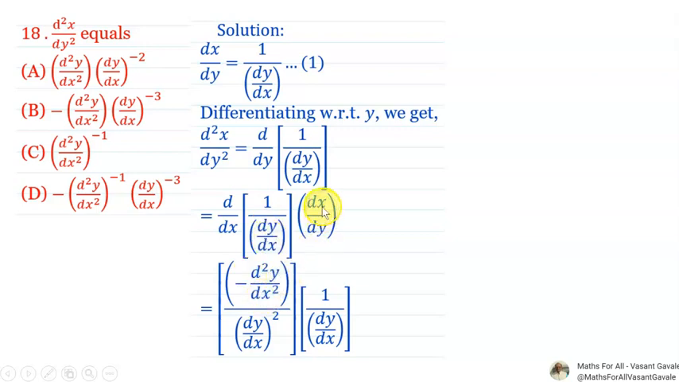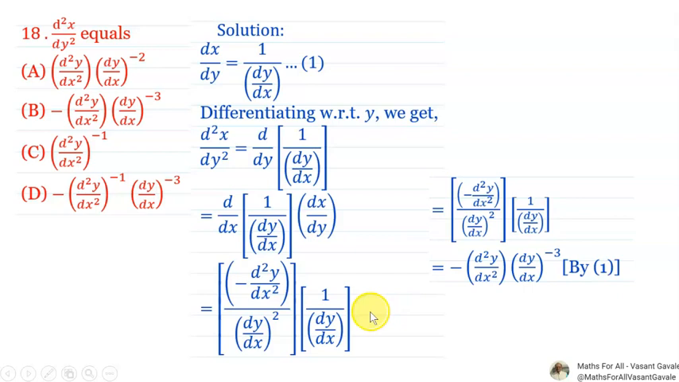Okay. Next, the term dx upon dy can be written as 1 upon dy by dx. Okay, and next is minus d2y by dx square upon dy by dx bracket square into 1 upon dy by dx. This is minus d2y by dx square. And here power 1, power 2, that makes 3. And hence you will get here dy by dx bracket to the power minus 3. And hence option B is the correct one here.